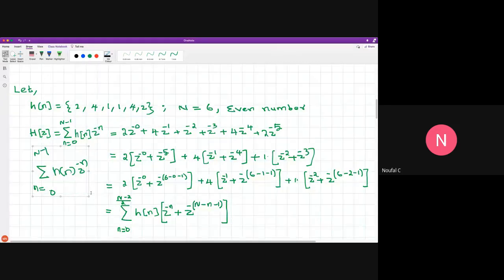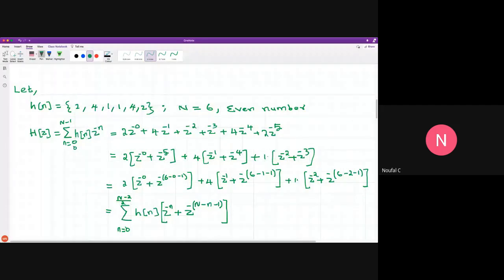Let me find the transfer function of this particular sequence. So you have sigma n equal to 0 to n minus 1 h of n z raised to minus n. Here n equal to 6, so n minus 1 would be 5. So we are finding the summation from 0 to 5. The first value is h of 0. h of 0 is 2 and the power is z raised to minus 0. I am writing z raised to minus 0 even if the value is 1 because that will keep the generalization of this equation similar in the later stage. So you have 2 z raised to minus 0.